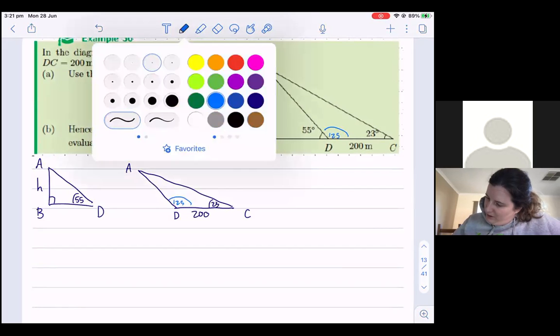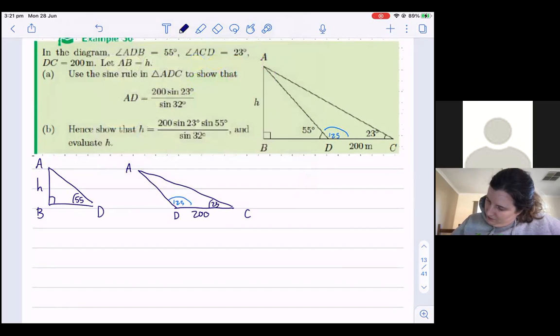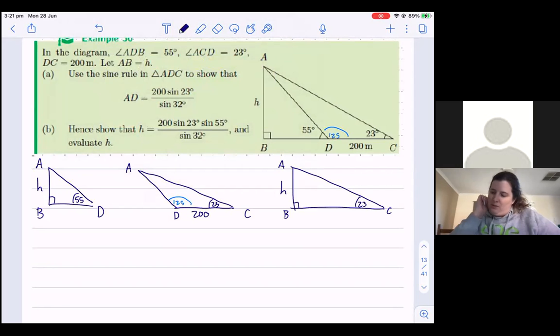The last triangle I'm going to have is them kind of together, A, B, C. So this is going to be H. This is 90, and this is still 23. But I don't have any other piece of information. Let me just make H the same color.